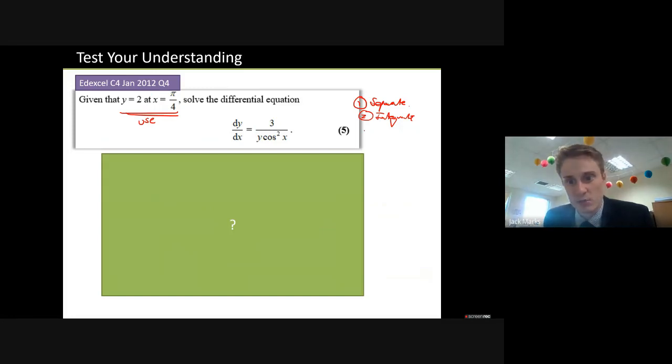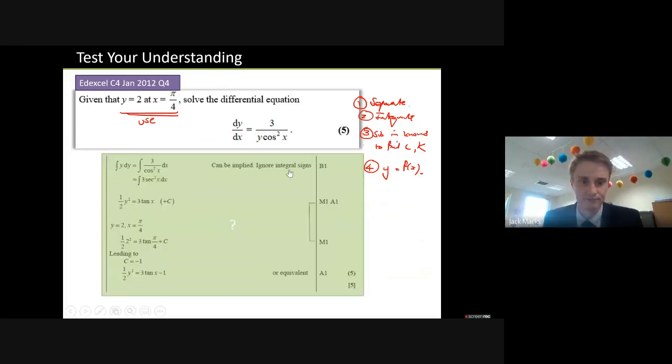But essentially what you will be doing is you will be substituting in the knowns to find C or K or whatever happens to be in this situation. Okay. And if possible, it's not always possible, we often look for an answer in the form y equals some function of x. Pause the video and have a go. And let's take a look.